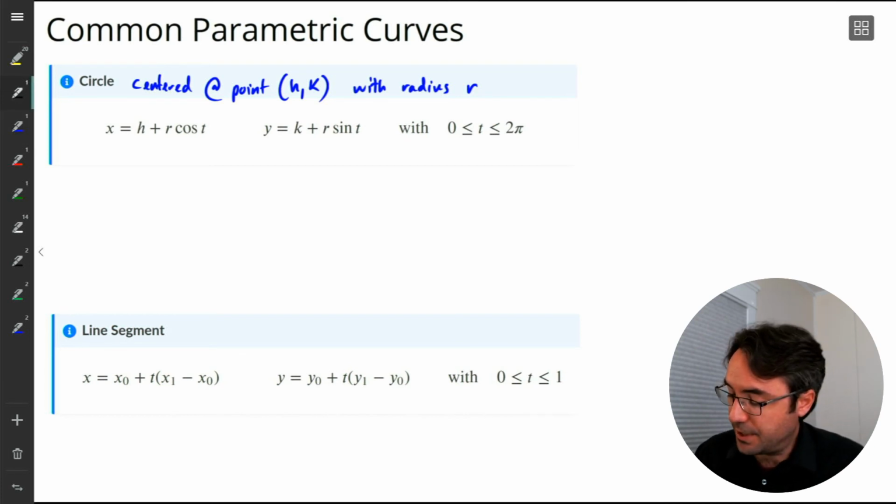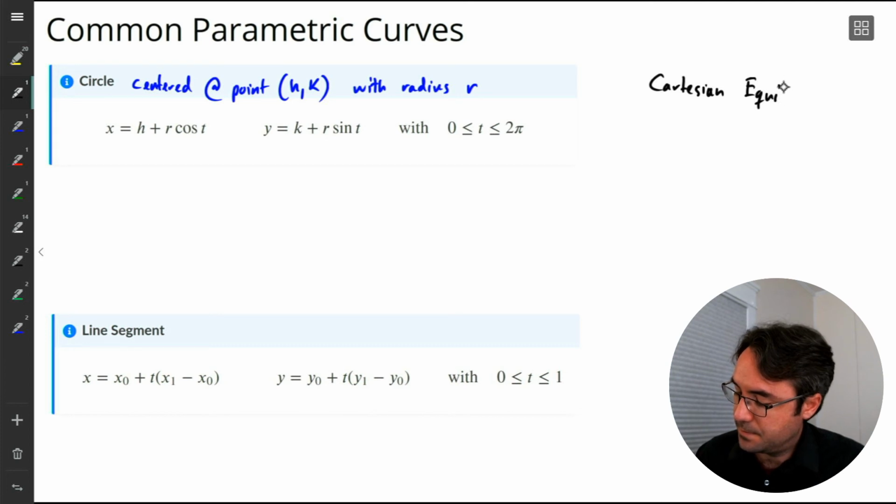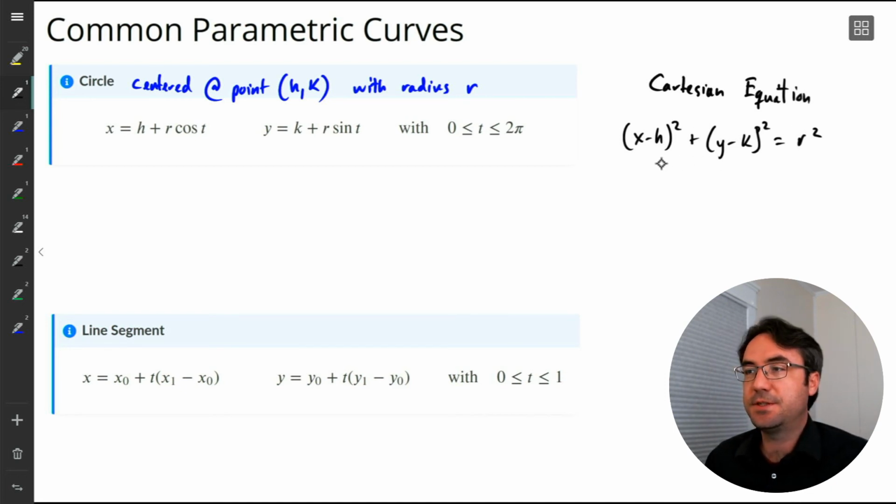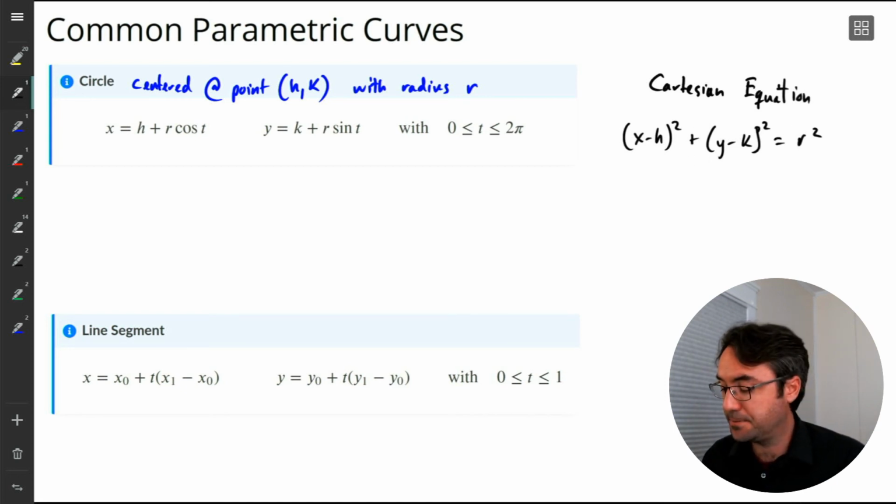So our Cartesian equation here for this one is (x minus h) squared plus (y minus k) squared is equal to r squared. So this is the Cartesian equation for a circle centered at the point h comma k with radius r.